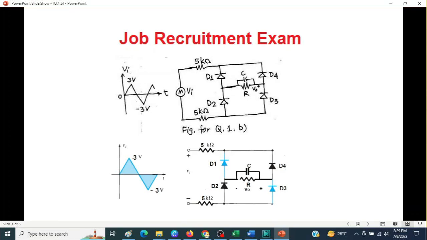Bismillahirrahmanirrahim. This is a job recruitment question, and it was asked by a student from Bangladesh. And this is the circuit given. I have just redrawn it a little bit neatly. Let's see what is the question.